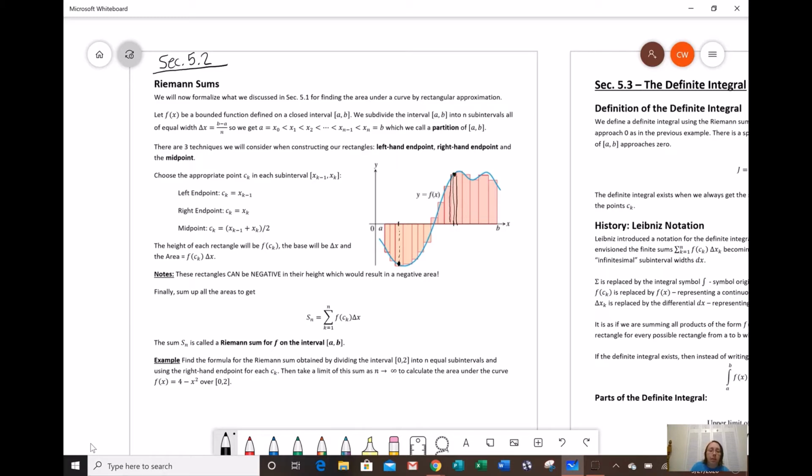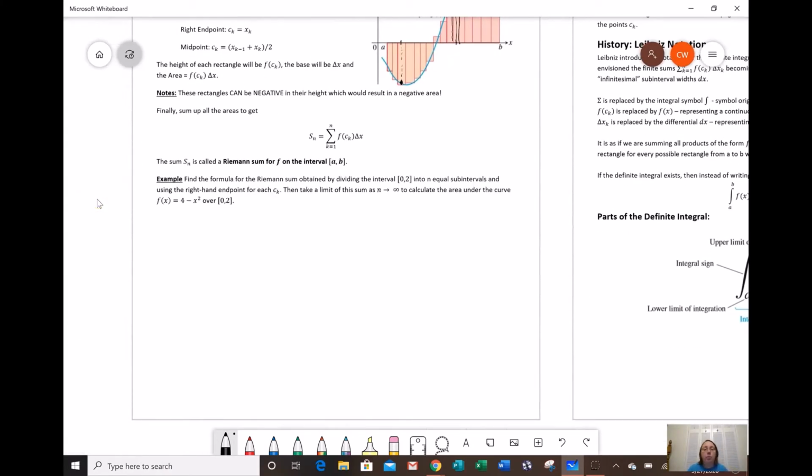So this formula here is what we call the Riemann sum for a function f on an interval from a to b. So when I say Riemann sum, this is what I'm talking about. Base of the rectangle times the height of the rectangle and add them all up, but in general for n. So let me show you an example.